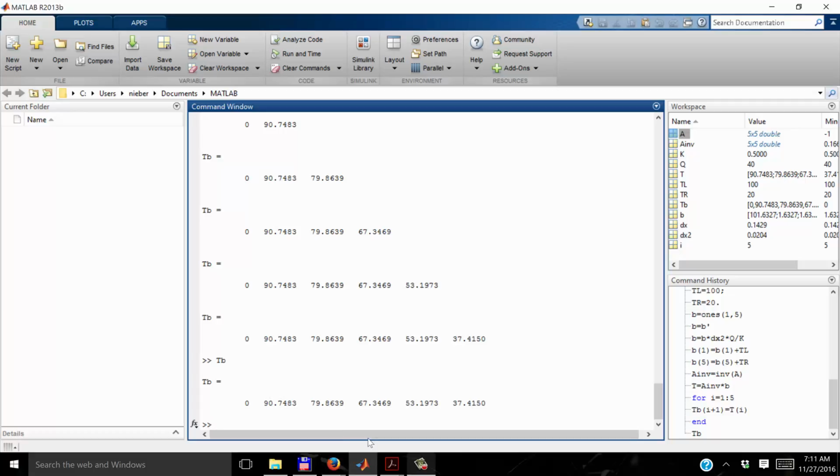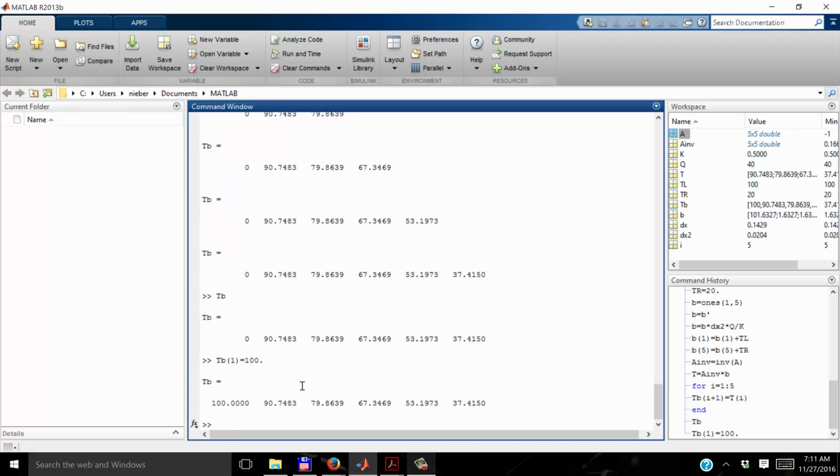This 90.74 would be for grid cell 2. 37.41 would be for grid cell number 6. The 0 that appears there is a placeholder for the temperature on the left-hand boundary. So we'll say TB of 1 is equal to 100. And we also need a temperature for node 7.